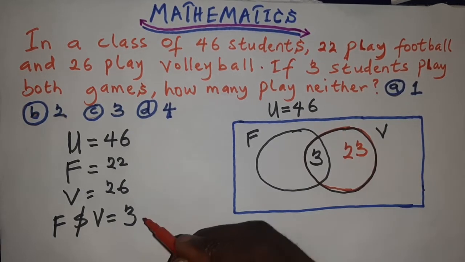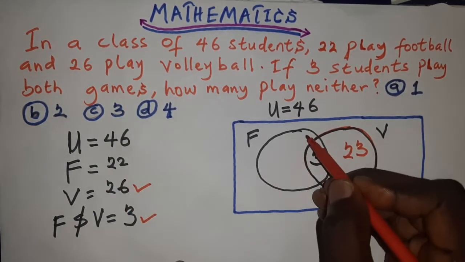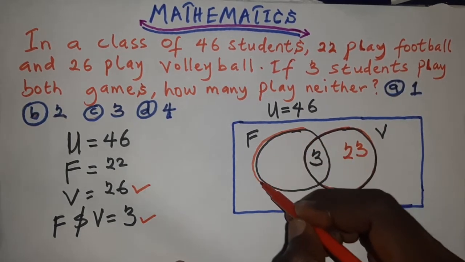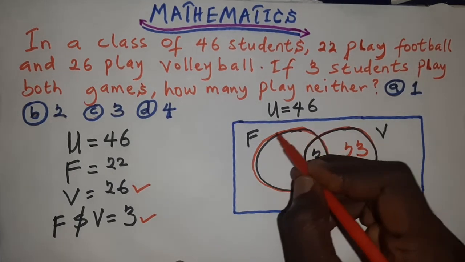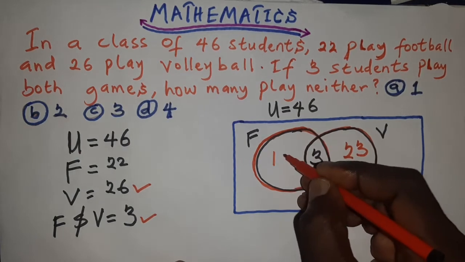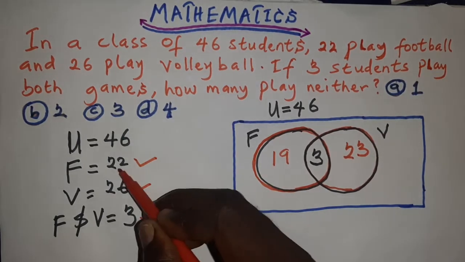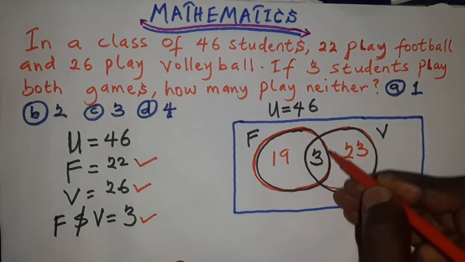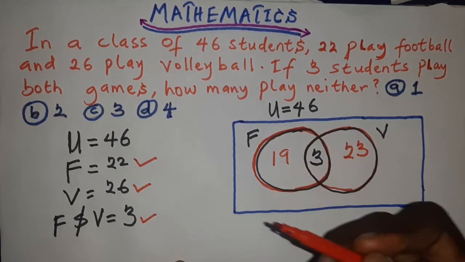So we've done this one. We are now on football. Football is 22, and this is the whole circle for football. So football should be 22 according to the information we have, but we have 3 already in the circle. So what should complete it to make it 22? 19. So 19 plus 3 gives us the exact 22 we have. Or we could just say 22 minus this 3 to get the 19. Remember, everything in the circle for football should be 22. We had 3 already, so I had to put 19 to make it 22.